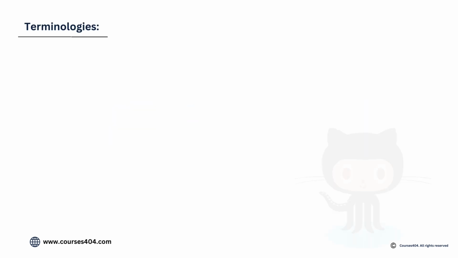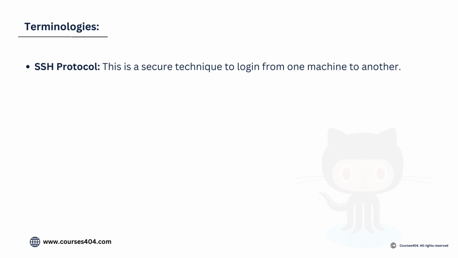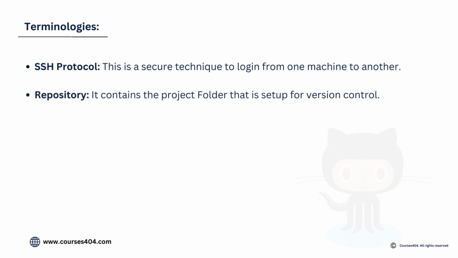Before we begin, there are a few terminologies you should be familiar with. SSH protocol. This is a secure technique of remote login from one machine to another. Repository. It contains your project folder, which is set up for version control. Fork. It is a replica of your repository, and forking is the process of duplicating a project's repository.